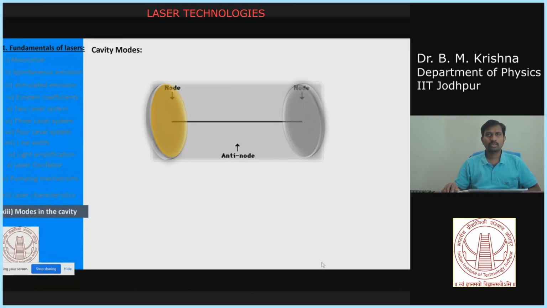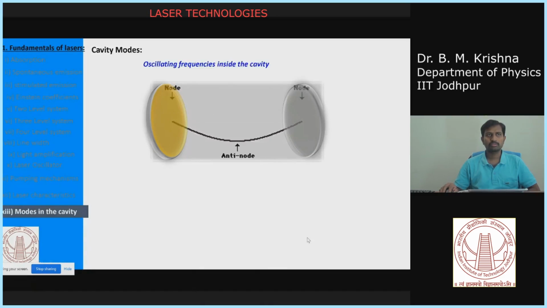So in continuation with the last class, we have been discussing the cavity modes. We have the cavity with two mirrors, and now we are checking what number of modes can be sustained in the cavity, or can exist in the cavity. The number of modes that can oscillate in the cavity depends on its length, which we can define.